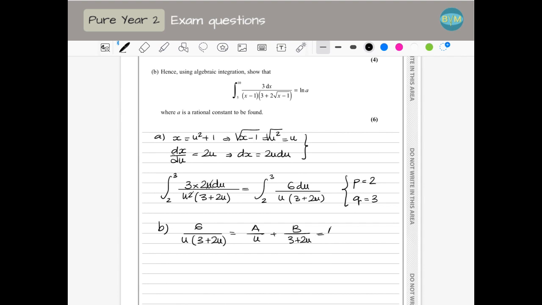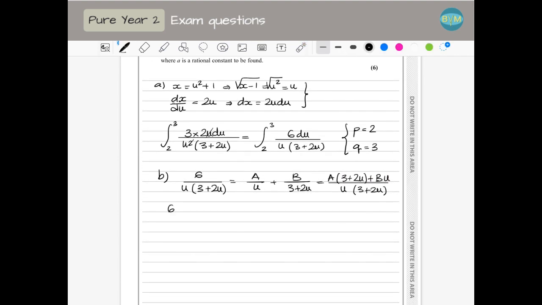So this is going to be A(3 plus 2u) plus Bu, I'm just adding the fractions, over u(3 plus 2u). If I compare this expression with this expression, the denominators are the same, so I have to make the numerators equal, which means 6 is going to be A(3 plus 2u) plus Bu. And now I have to find A and B. I can use substitution or I can compare coefficients. It's really up to you.